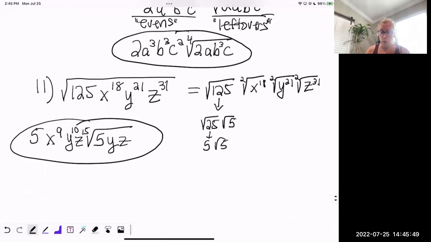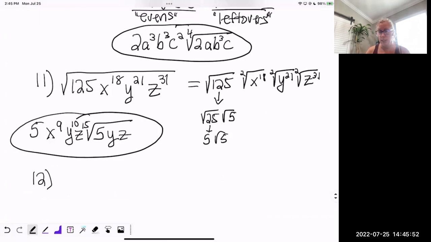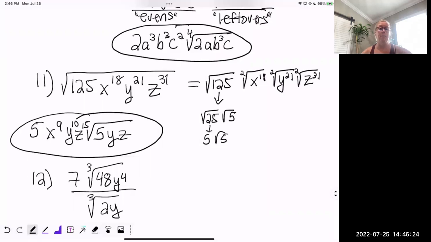Okay, one more I want to do here that's a little different, one that we really haven't done too much yet. So 7, the cube root of 48, y to the 4th, over the cube root of 2y. Sorry, I keep looking at the wrong line. I think I might have given it away. All right.